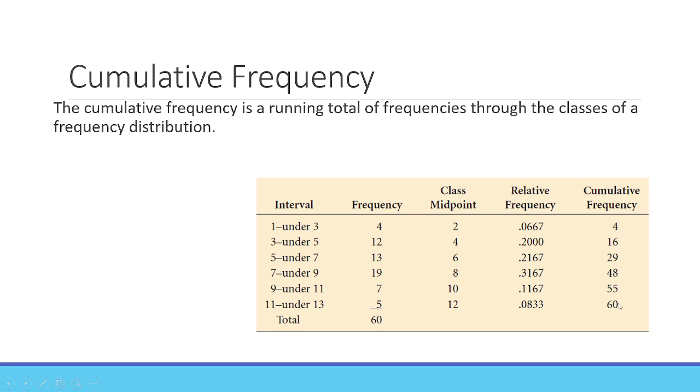You might have done this in many places. The first one is the same as the first one, 4. The next one is 4 plus 12, it becomes 16. Then 4 plus 12 plus 13, 29. Then 4 plus 12 plus 13 plus 19, 48. Like this. And the final one should be equal to the total frequency. These two should match. If it is not matching, something is wrong. You need to recheck. So like this, cumulative frequency will be done.